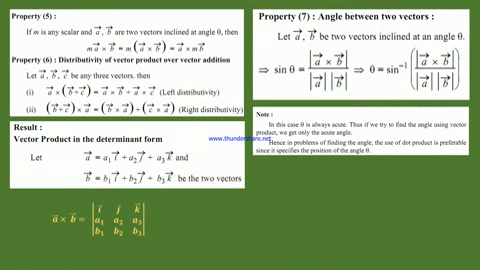Property number 7, angle between two vectors. Let A vector and B vector be two vectors inclined at an angle theta. So the modulus of A vector cross B vector gives the angle. It's easy, you can understand. So sin theta is equal to the modulus of A cross B divided by modulus of A vector times modulus of B vector. But for theta we need the inverse trigonometric ratios. Okay, inverse property. Note, theta is an acute angle, right?